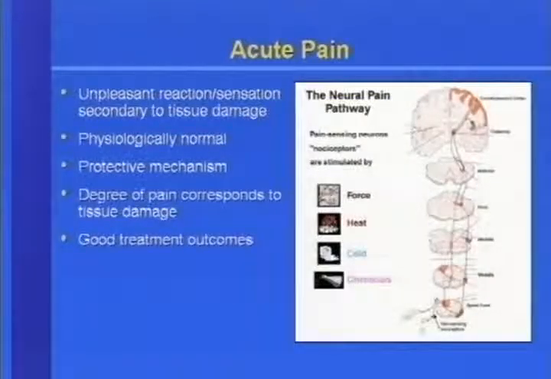Acute pain is thought of as basically an unpleasant reaction or sensation secondary to some type of tissue damage that might be related to surgery. It might be related to spraining your ankle, for example. It is viewed as normal and protective, and the degree of pain that patients experience typically corresponds to the degree of tissue damage. The outcomes with respect to treating acute pain are pretty good. Typically we use opioids, say intraoperatively and postoperatively, and most of the time patients get better.